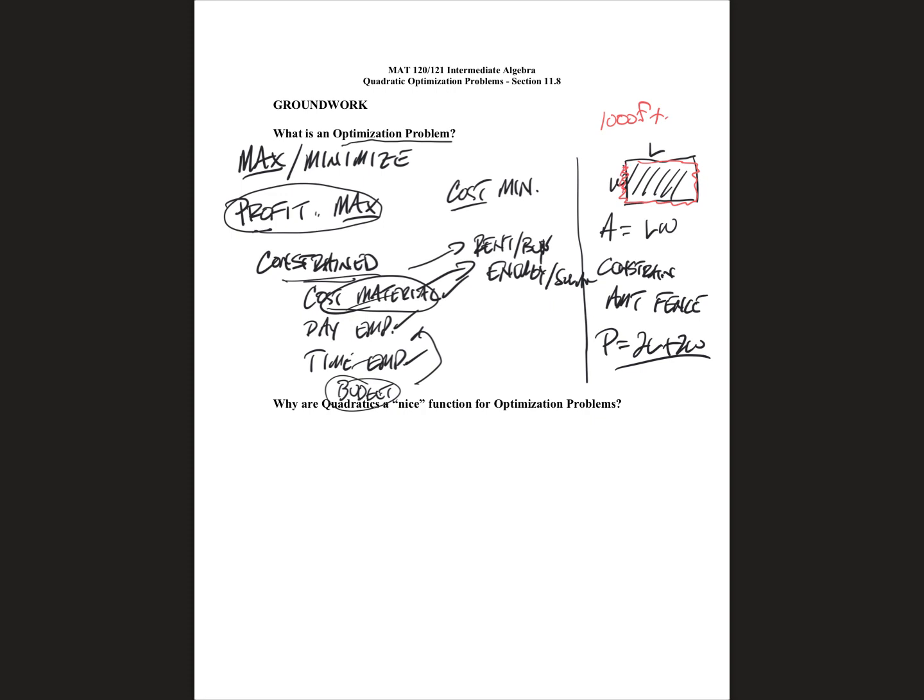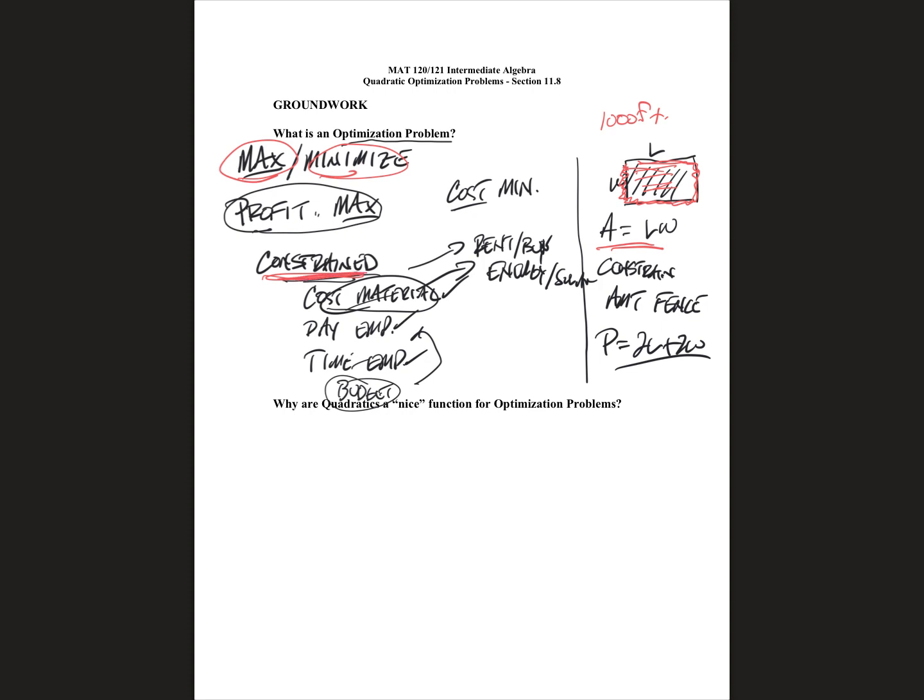So if I'm constrained by how much fencing I have, then of course it's going to impact the area that we create, in terms of what is the maximum area that we can make when I'm constrained by 1,000 feet. All right, so those are basically optimization problems. We'll see quite a few more as we move through this section, but that pretty much nails down what we're going to be trying to do. We're going to be trying to maximize or minimize a situation, given some sorts of constraints.